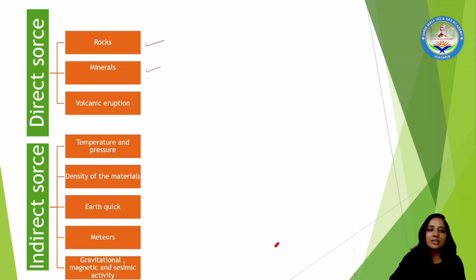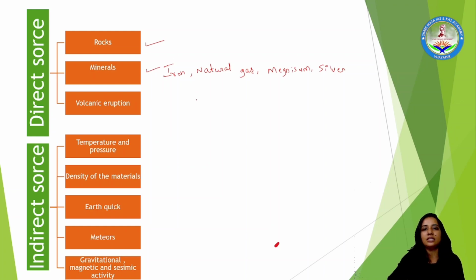Next are the minerals which are present. For example, iron, which is one of the most important minerals. Along with it, natural gas you can take as an example. Other than that, petroleum products. Other than that, different kinds of minerals like iron, magnesium, and similarly silver. There are thousands of minerals present on the earth, and these are direct sources which tell us what is present in the interior of the earth.